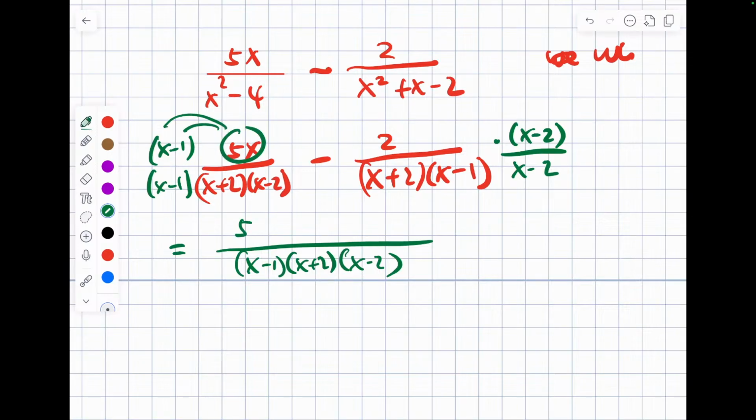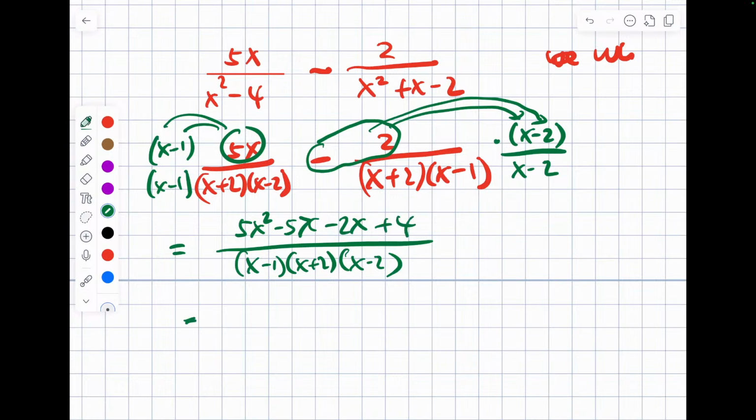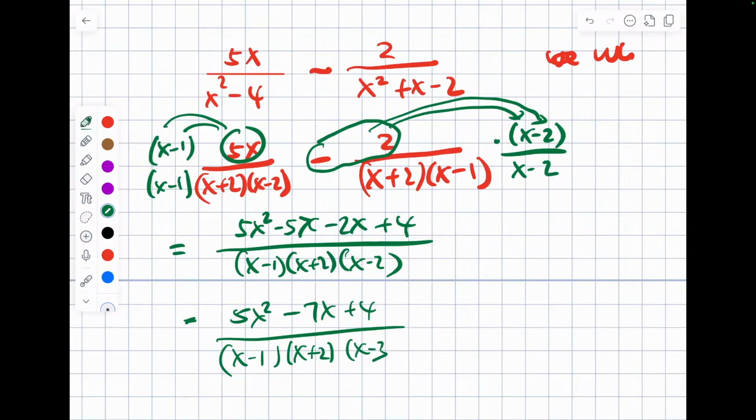I can distribute backwards like this. I can do it inside my head now. 5x squared minus 5x. But this is a minus 2. Be careful with that minus 2. This is going to distribute here and distribute here. That's going to be minus 2x plus 4. So that's equal to 5x squared minus 7x plus 4 over x minus 1 times x plus 2 times x minus 2. And that's it. So you can add the fractions.